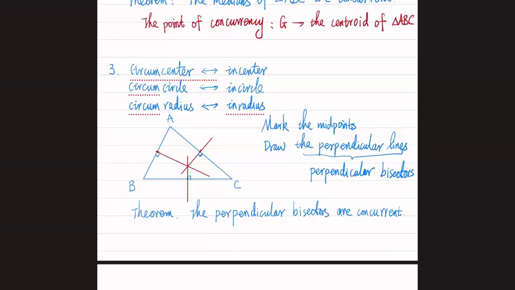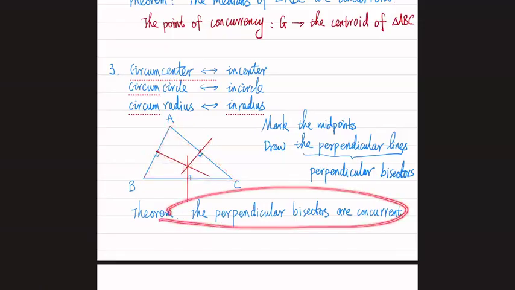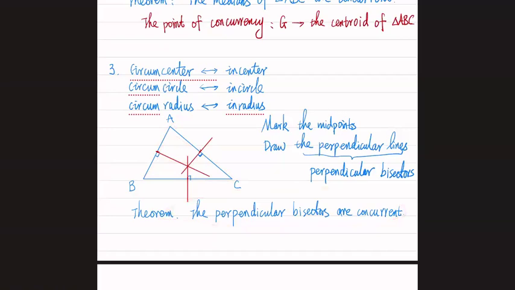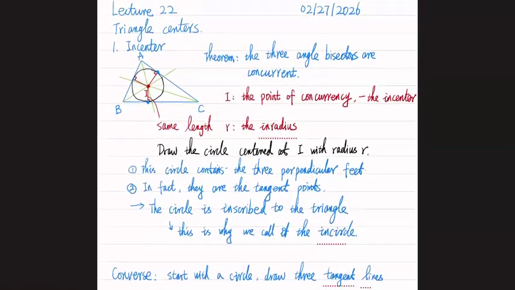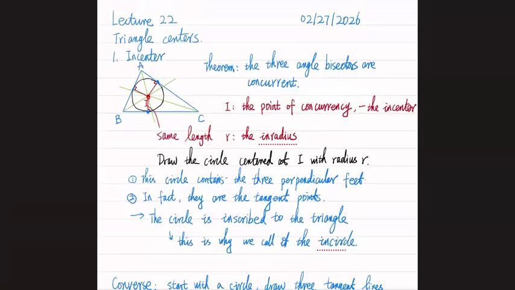Okay. Now let's see why. It appears that for this triangle, they are concurrent. But why is it true for all triangles? Okay, let's go back to the previous constructions. This one, why are the angle bisectors concurrent?